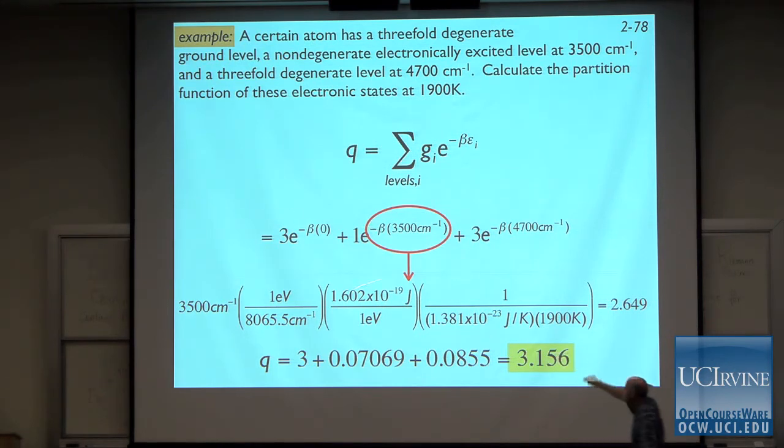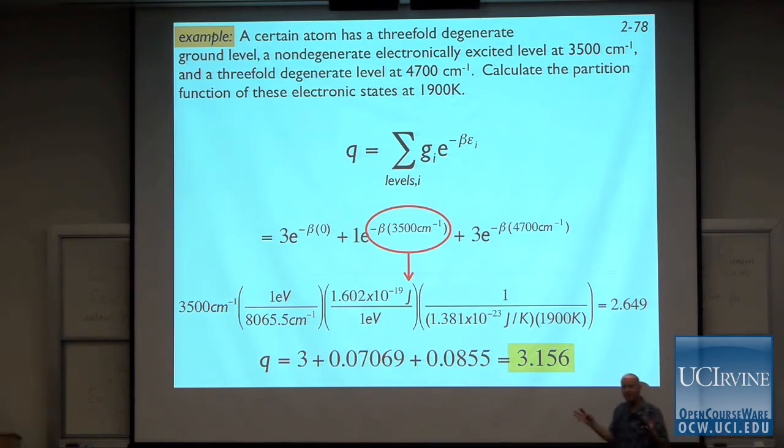And so these three terms then are going to be 3, because that's just e to the 0, times 3. So that's 3 times 1, that's 3. That guy turns out to be 0.07069. That guy turns out to be 0.0855. Add them up, I get 3.156.